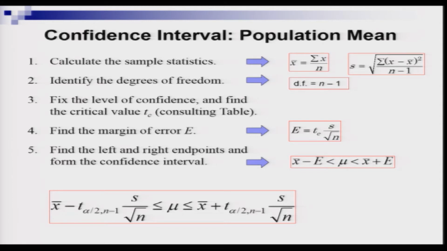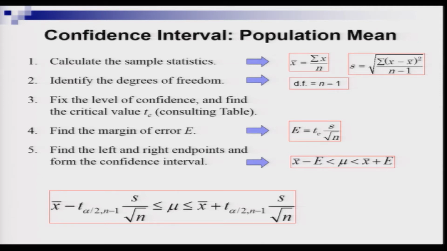Then we need to fix the level of confidence and find the corresponding critical value by consulting the student's t table, which I have shown you how to do. If you assume a 95% level of confidence, then you go back to the student's t table and figure out the critical value corresponding to the particular degrees of freedom that you have calculated.